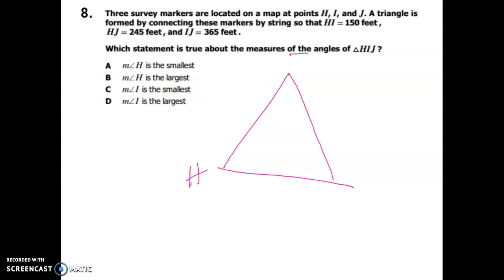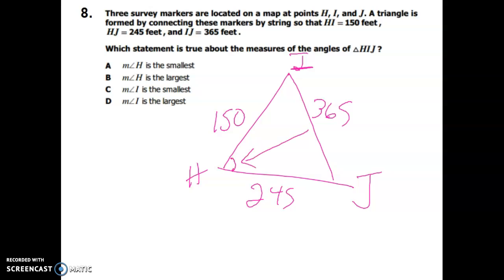Number 8, we're going to have to draw ourselves a triangle, and when we do that, you can put H, I, and J anywhere. Take the information that they gave you and put it on the triangle. And then you can see that this 365 is the longest side, and it's across from the biggest angle. So that means that the measure of angle H has to be the largest. So the answer to 8 is B.